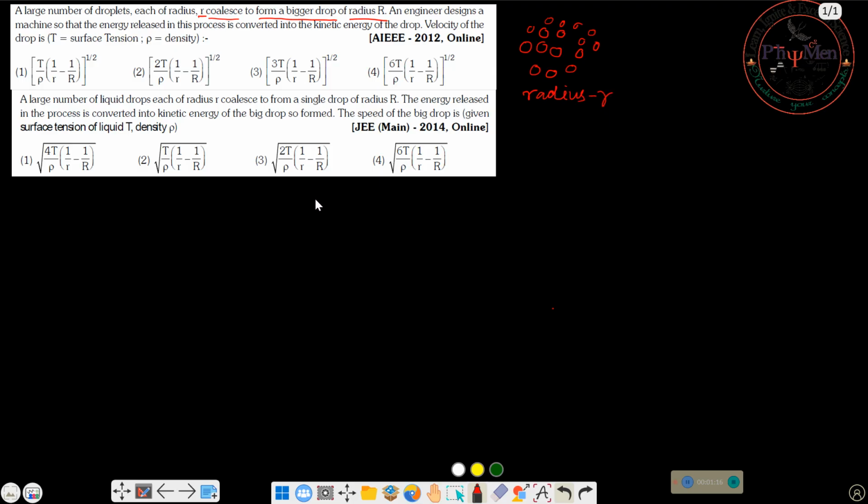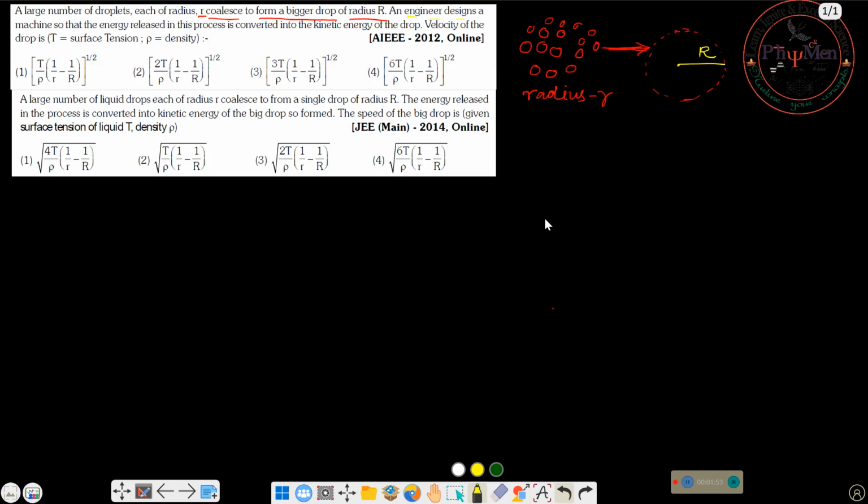Okay, radius is r. Now they will coalesce or they will merge. Okay, they will merge to form a bigger drop which will have a radius of capital R. Okay, an engineer designs a machine so that the energy released in this process is converted into the kinetic energy of the drop. Now the energy will be released in this process.